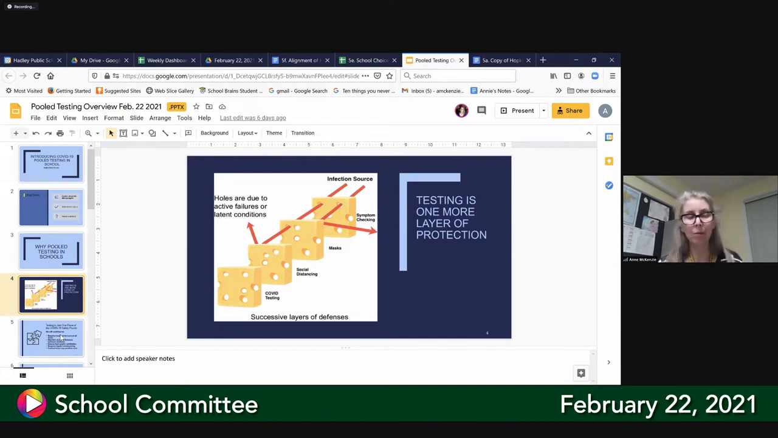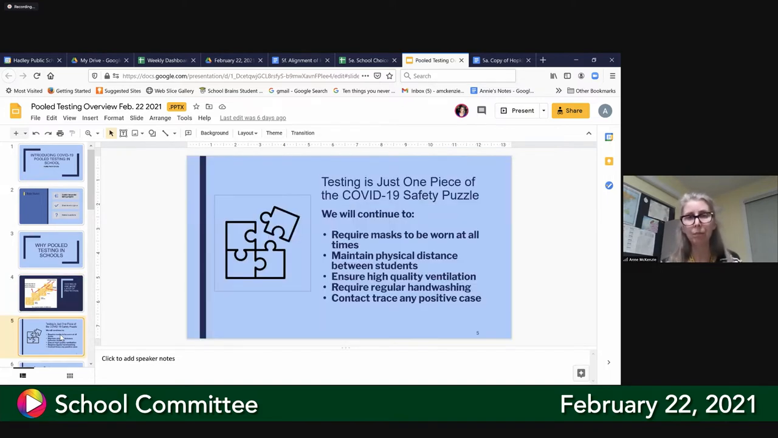We, as you know, use physical distancing, mask wearing, frequent cleaning and disinfecting, and we have provided families with a symptom checklist, and we ask families to check their children for symptoms before sending them to school. So testing, just to reiterate, is just one piece of the puzzle, and I am pleased to announce that these other pieces are consistently implemented in Hadley Public Schools, requiring masks to be worn at all times, even though the Department of Elementary and Secondary Education said that we could limit that to children in grades 2 and up. We've made it a requirement for all students who are present for in-person learning, as well as all of our staff, maintaining physical distance. And our plan does that in accordance with the CDC recommendations of 6 feet, ensuring high quality ventilation.